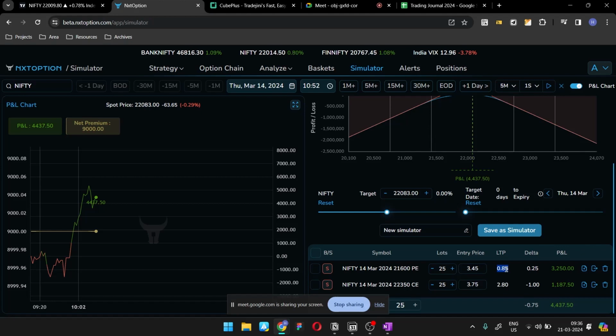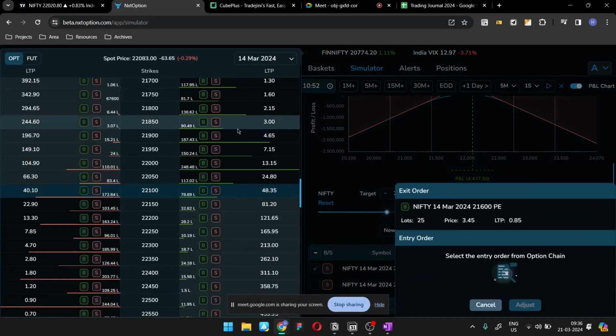Now to hold this position is risky, because for 0.85 points, I cannot risk 20 points, 10 points. It doesn't make sense anymore. So now I need to exit this position and roll my position forward. I'll just click adjust here and I'll roll it forward.